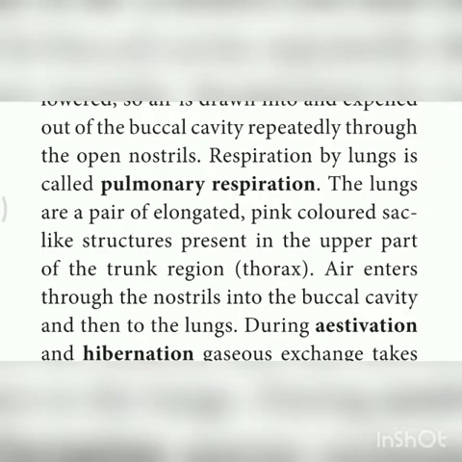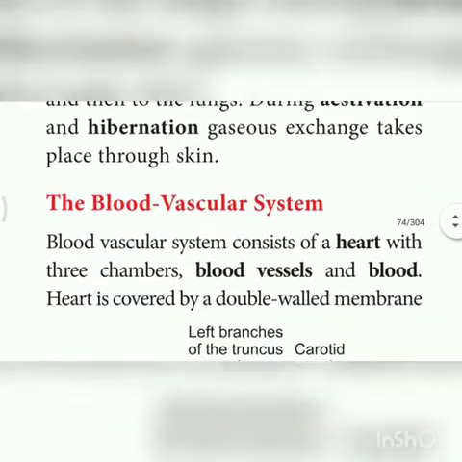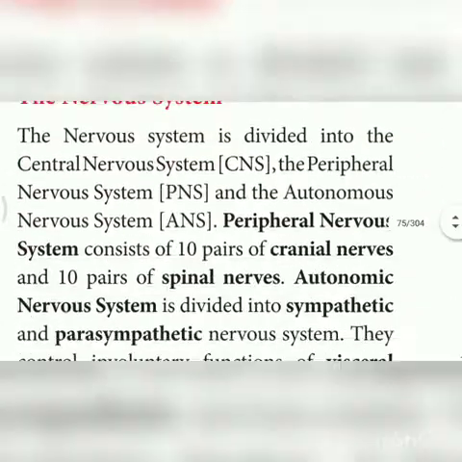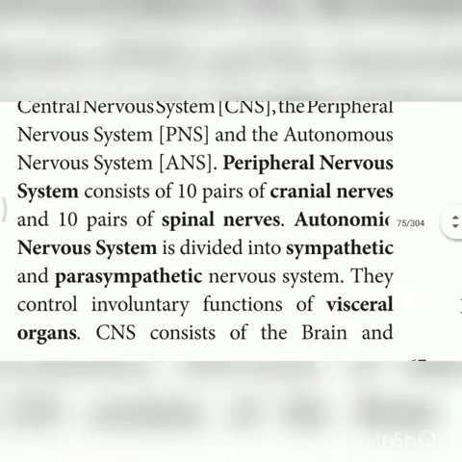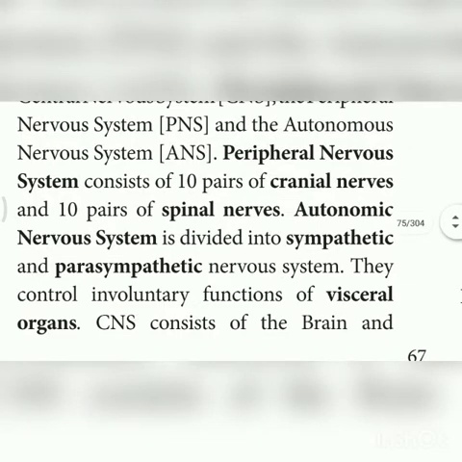Next, you have to read the nervous system of a frog, in which the nervous system is divided into central nervous system, peripheral and the autonomic nervous system. The peripheral nervous system consists of 10 pairs of cranial nerves and 10 pairs of spinal nerves. So in frog, there are 10 pairs of cranial and 10 pairs of spinal nerves. So you have to go through that.